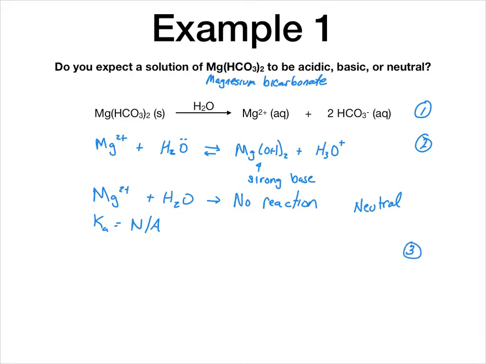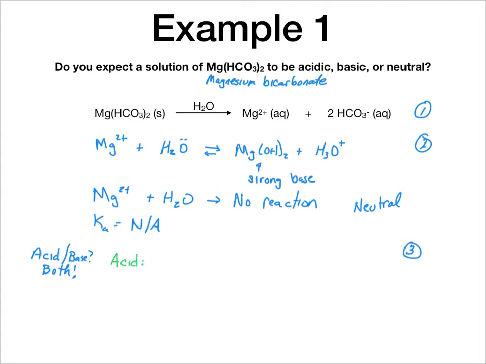Okay, so now we need to consider the anion and how the anion reacts with water. So I have HCO3- plus water forming an equilibrium. Now, remember that the first thing we have to do is ask if this is an acid or a base. It turns out that we have a proton and we have an anion, and so this is both. And so I'm going to change color here so that we can mark these out.